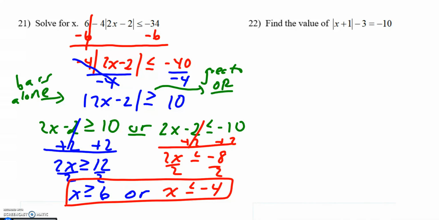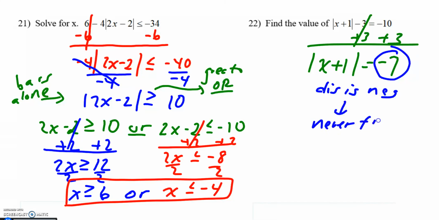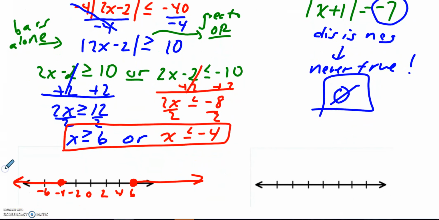Number 22, my goal is to get the bars alone. This time I have an equation again, not an inequality. But still, if I want to get the bars alone, I'm going to add 3 on both sides. So I have the absolute value of x plus 1 equals negative 7. Now, just like the earlier example, this negative should give you pause. And what this says right now is distance is negative. This is never true, which means my answer is no solution. And that also means that my number line here would remain blank.